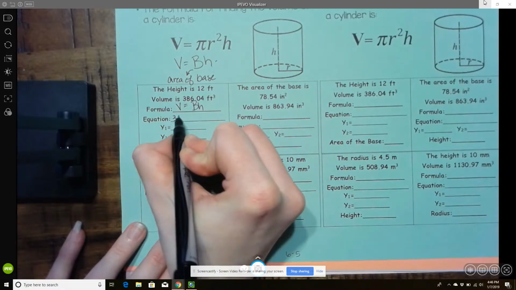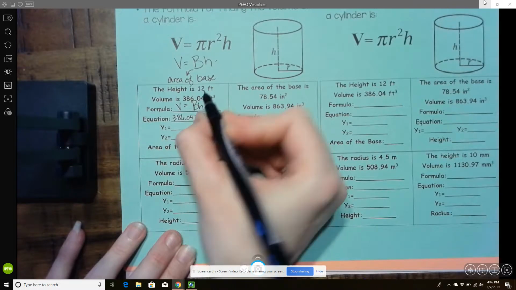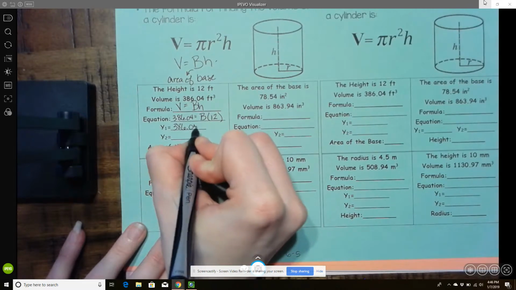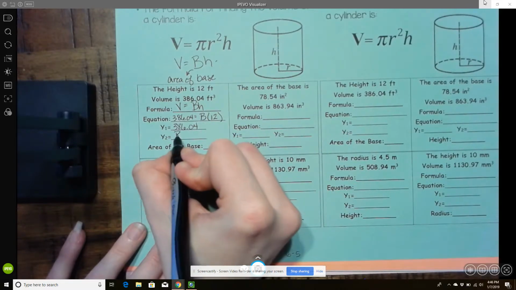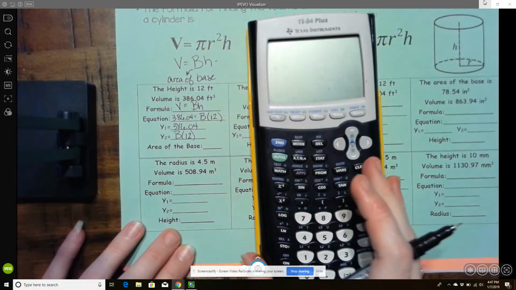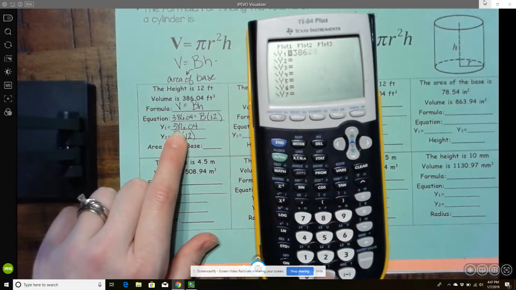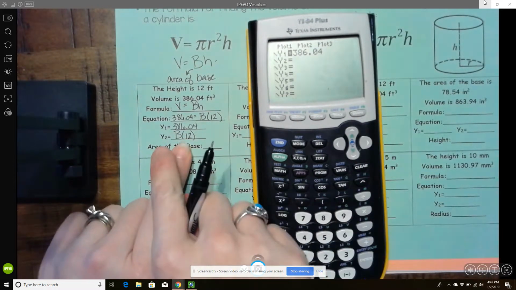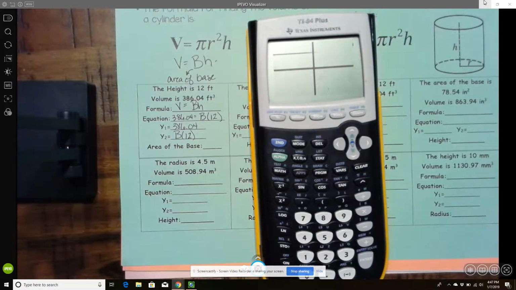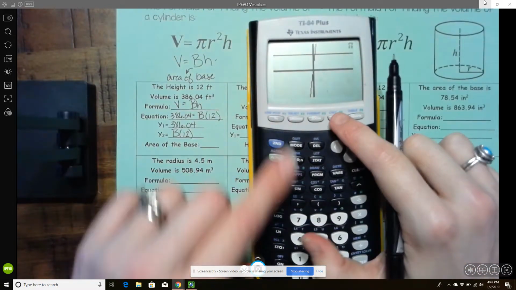So it gives me the volume. I don't know the area of the base, but I do know the height. The height is 12. So y1 is going to be 386.04. Y2 is going to be big B times 12. So on these, you will need to use your Y equals. So here I've got 386.04, and I don't have a big B, so we're going to use the X. And so I need my intersection, so second trace 5.